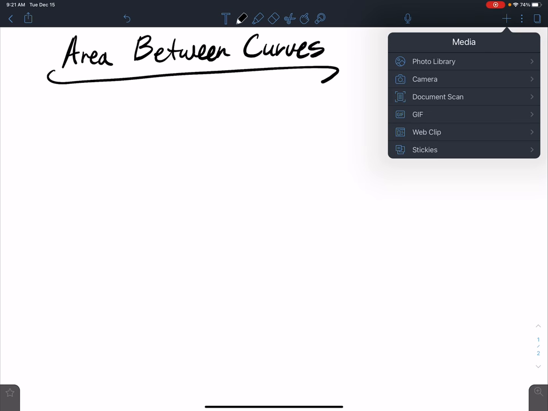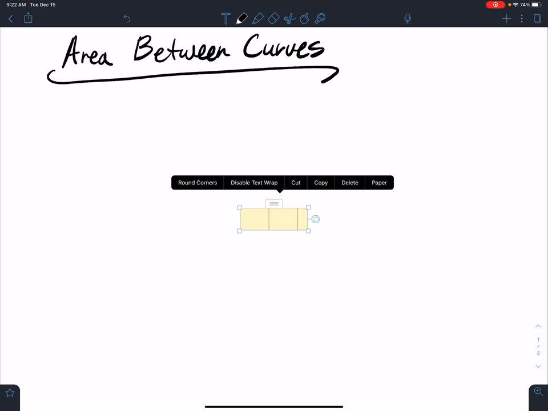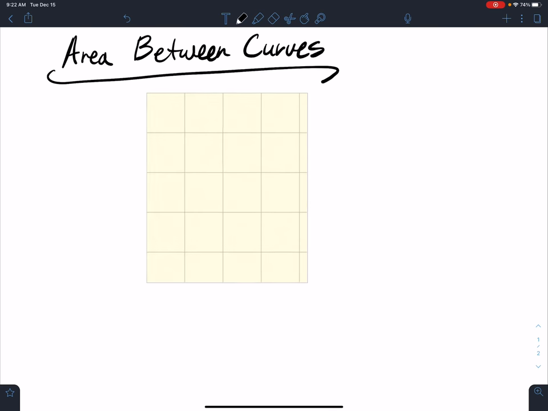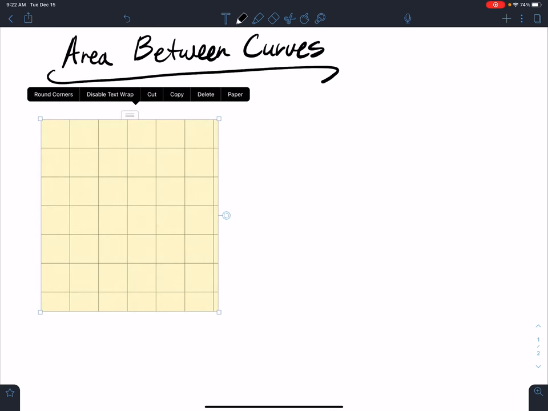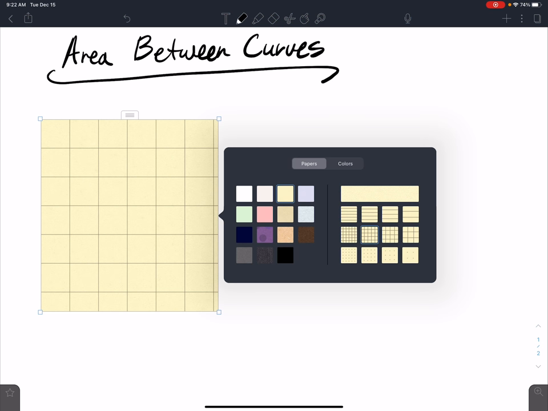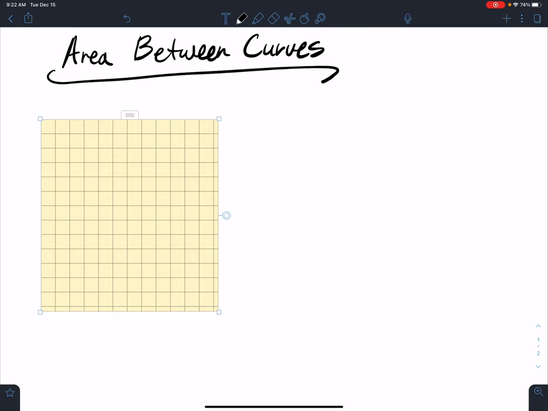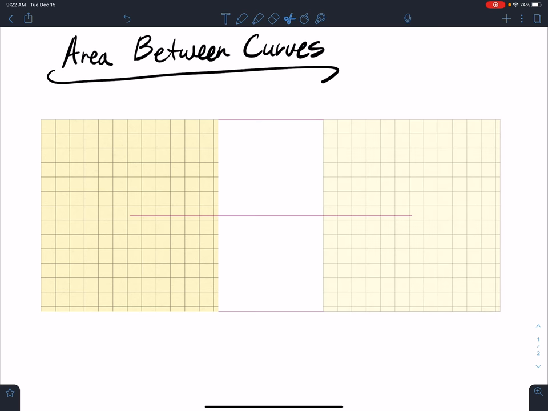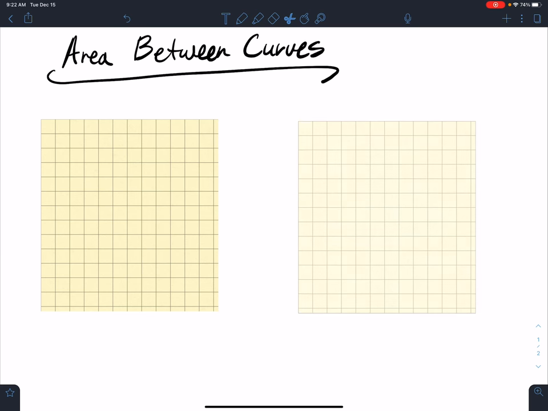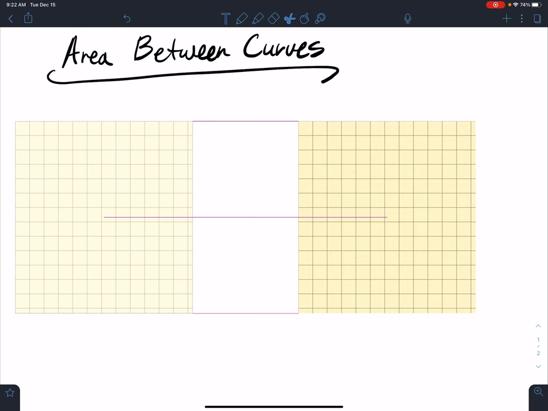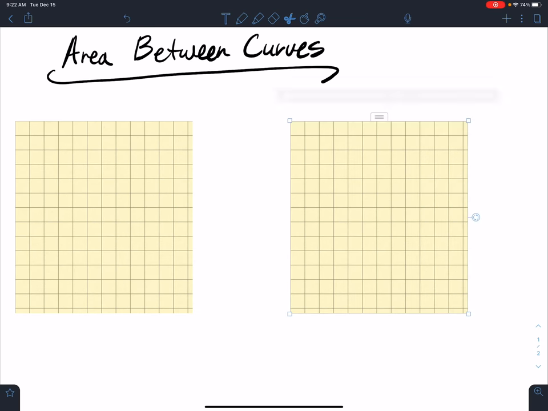All right, so I'm going to drop in a sticky. Let's see, make the squares a little bit smaller. And I'm going to do another one of those right here. So, draw my y-axis and my x-axis.